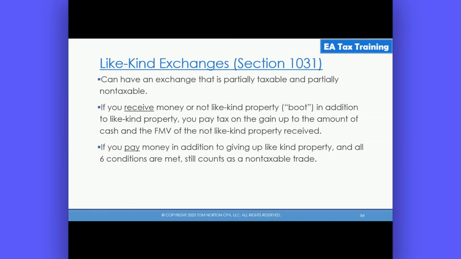If you pay boot, as long as all the other conditions are met, then it still counts as a non-taxable trade from your standpoint. But if you are the one receiving boot and you have a gain, then you have to pay tax on the gain up to the amount of the boot received.